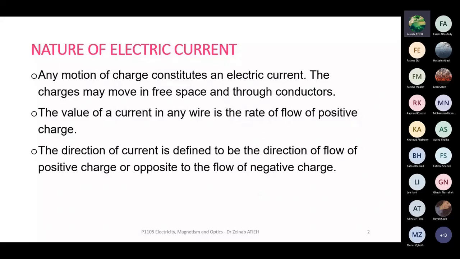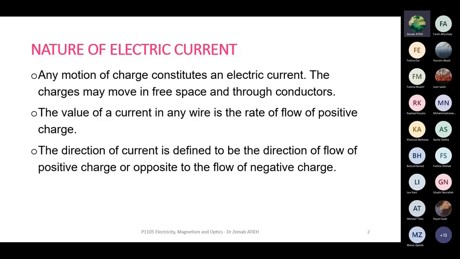Nature of electric current. We all know what an electric current is. Initially, the electric current was defined as a flow of electric charge, no matter what the sign of these electric charges is. The flow of positive charge is also a current. The flow of a negative charge also forms a current. So the current comes from the notion of motion of electric charges.